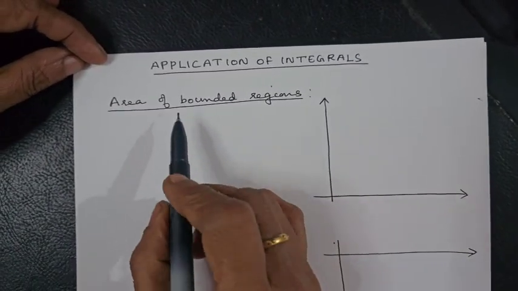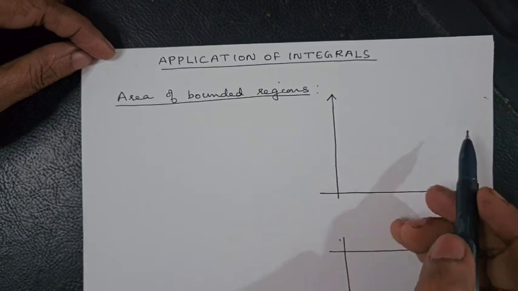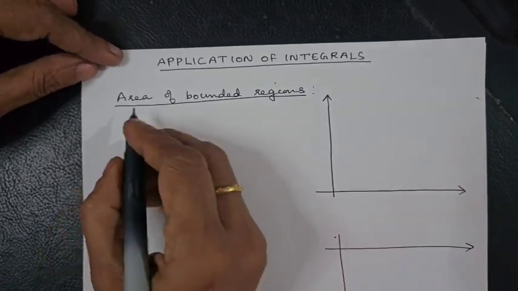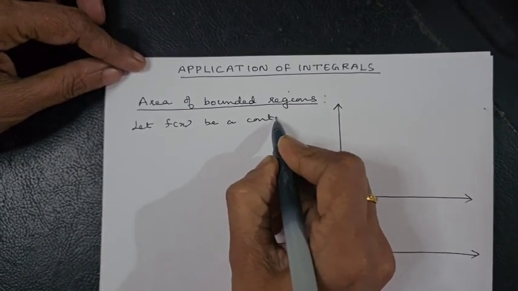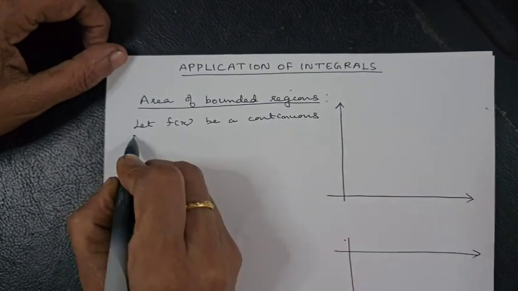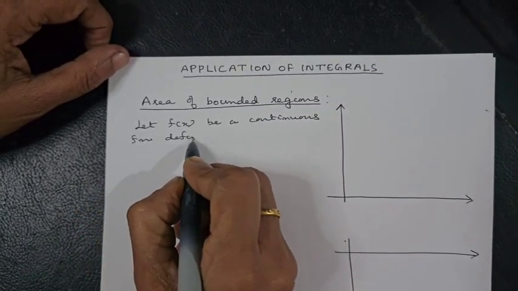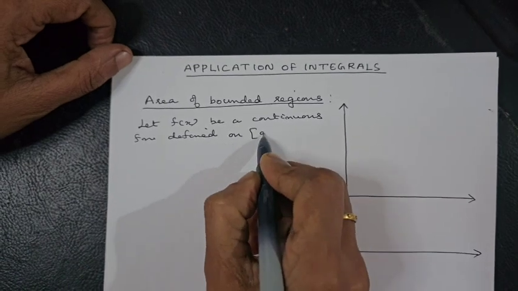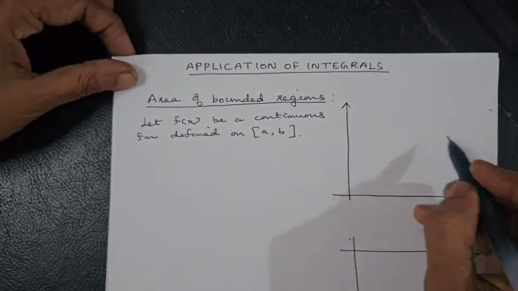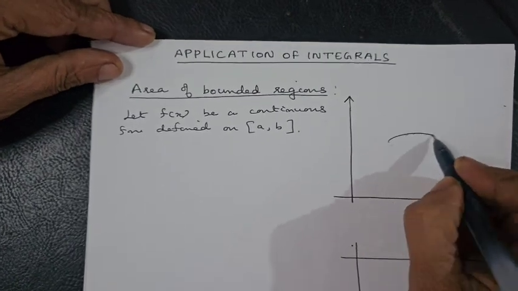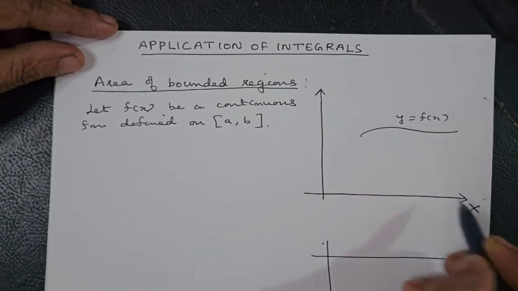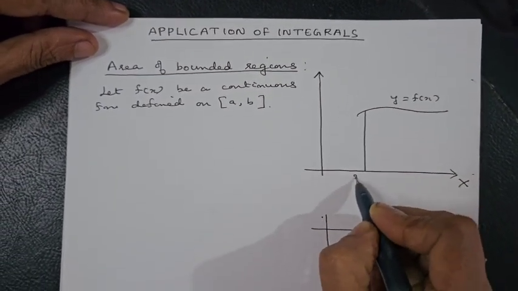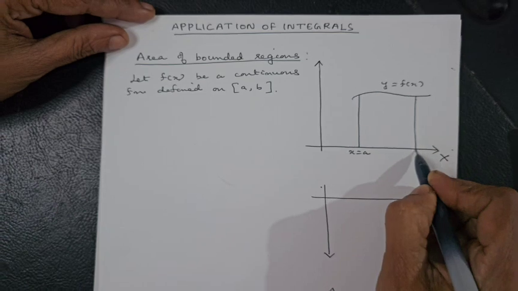So in this part, we use definite integrals to find the area of some bounded regions. So we are given a continuous function. Let f of x be a continuous function defined on closed interval [a, b]. Then the area bounded by the curve y is equal to f of x, the x-axis, and the lines x is equal to a and x is equal to b.